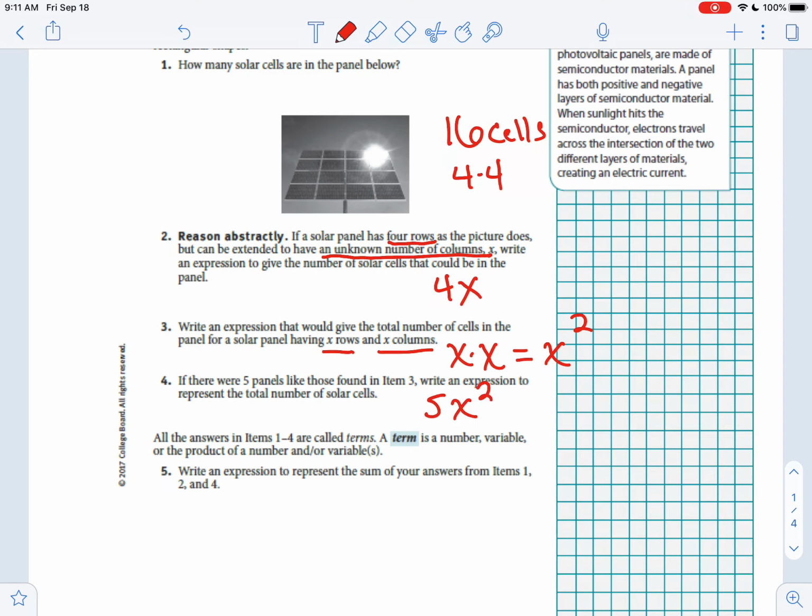All of the answers in items 1 through 4 are called terms. A term is a number, variable, or the product of a number and variables. So we can write the expression to represent a sum of our answers, and if we write it in the correct order, which is descending, we'll start with 5x squared plus our 4x term plus our constant 16. So these are all terminology that we are going to be learning in this lesson.